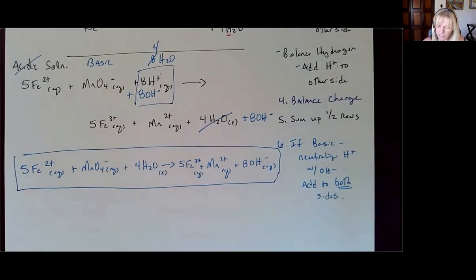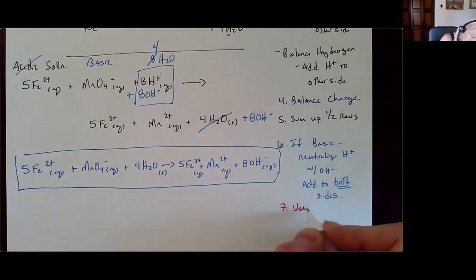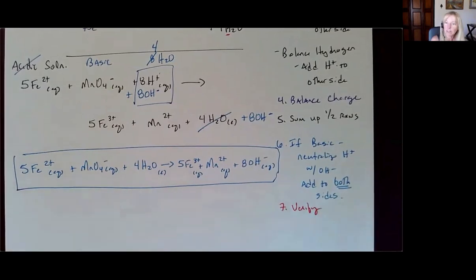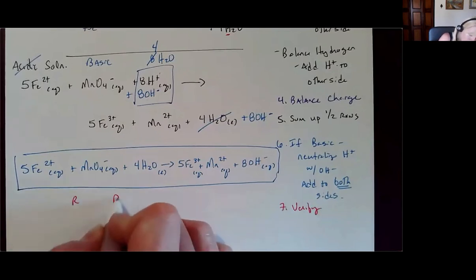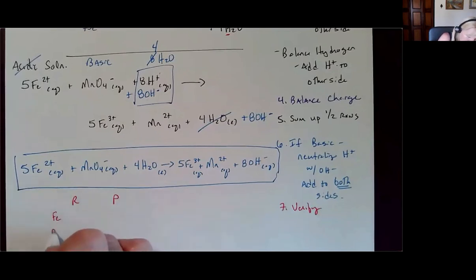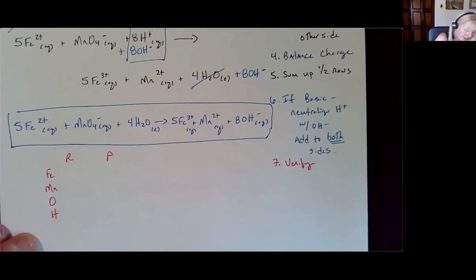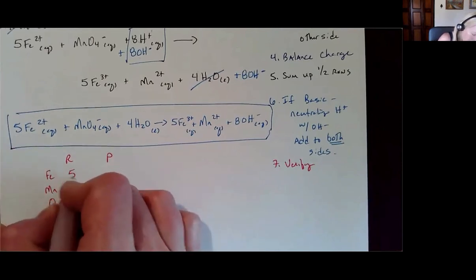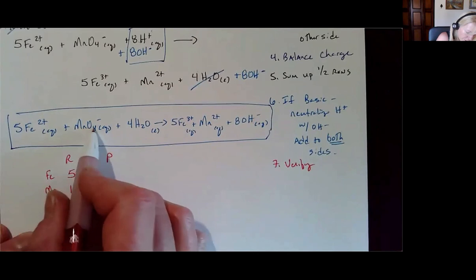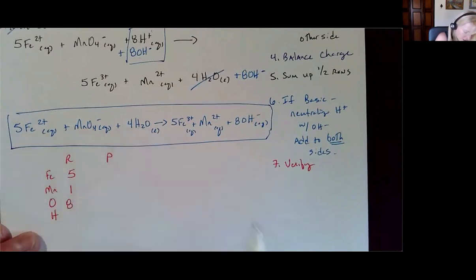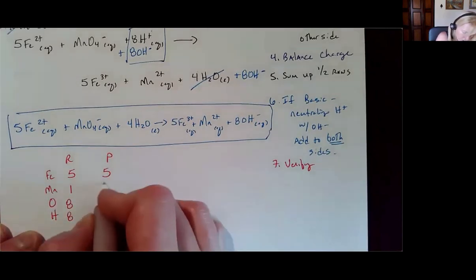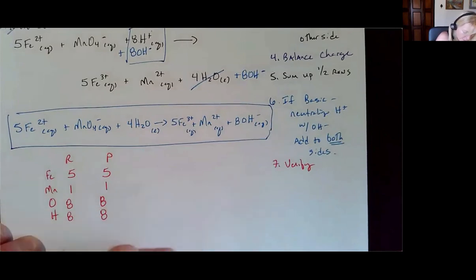So we're going to do some of these in our Zoom meeting. It might be helpful just to verify that I've done this right. So maybe that'll be our 7th step, is to verify. I'm just going to count mass and also count charge. Reactants versus my products, I'm going to look at all of my species that I have. So I have iron, manganese, oxygen, and hydrogen. I have 5 irons here, I have 1 here, I have 4 plus 4, I have 8 oxygens and 8 hydrogens. And then on my product side, I have 5, 1, 8, and 8. So I'm balanced from a mass standpoint.